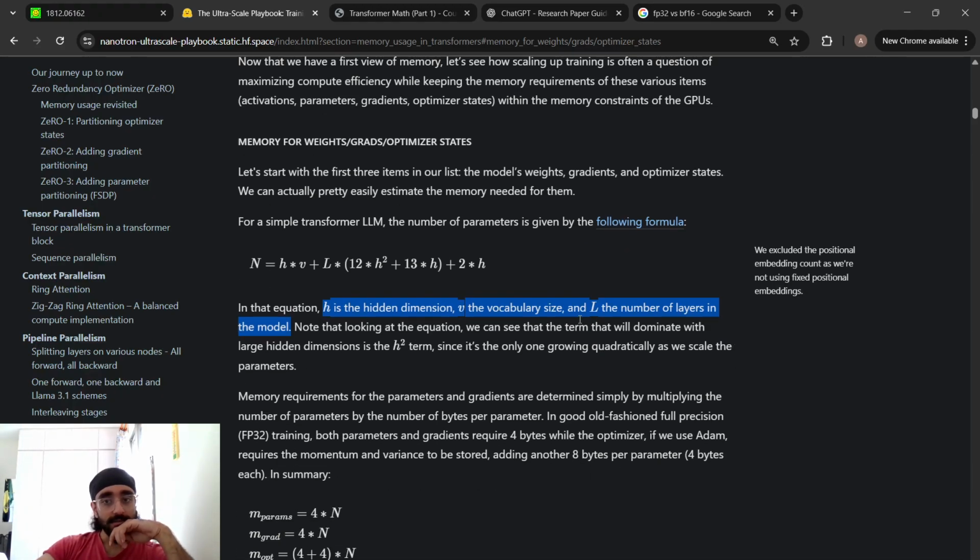Note that you can see the formula has an H squared term. So this is a problem, right? H is a quadratic term. The number of parameters is proportional to H squared, where H is the hidden dimension.